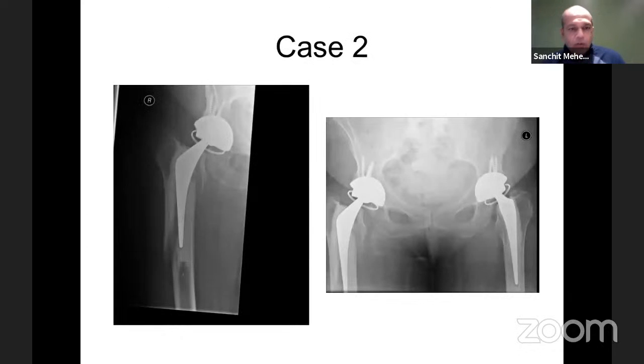This is another case of a B2 periprosthetic fracture. Now, in this case, as against the first one, the bone itself is not too bad, okay? But what is obvious is on both sides, this patient has a constrained hip replacement in situ. And that does pose a particular problem, i.e.